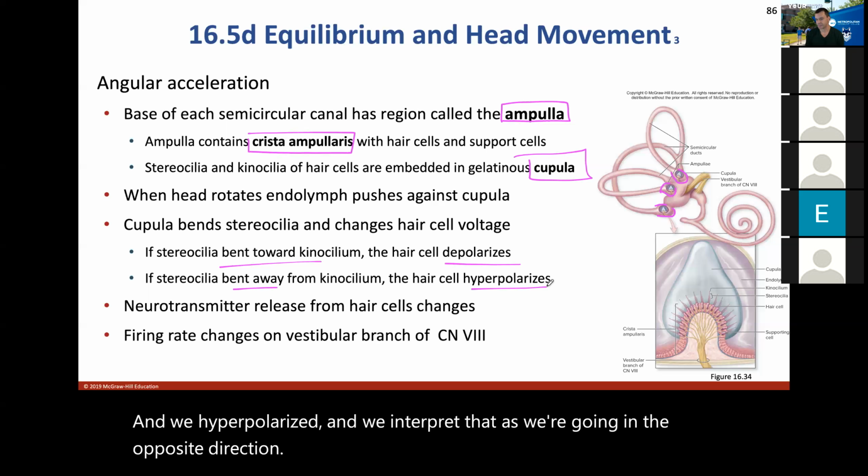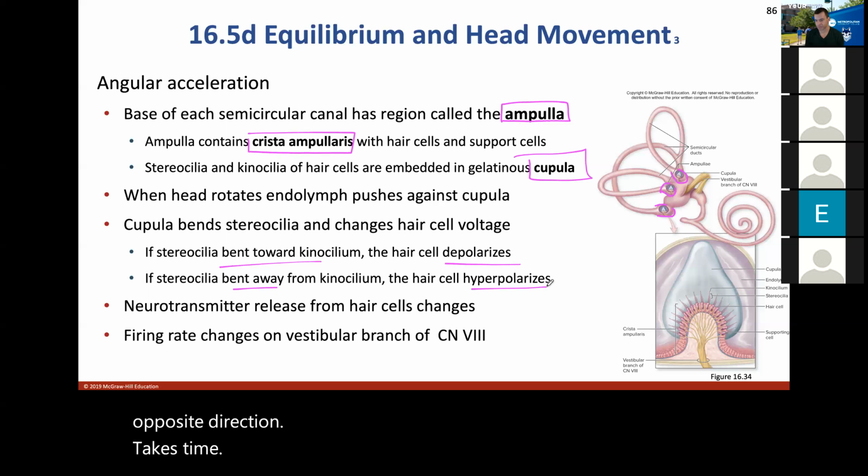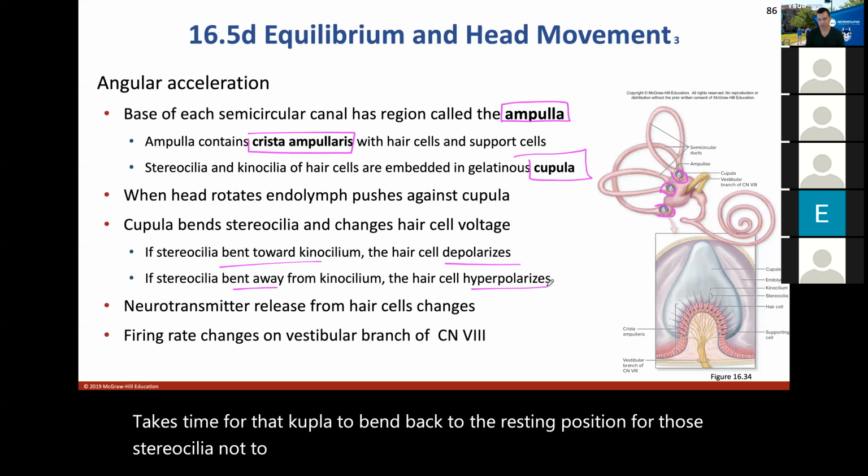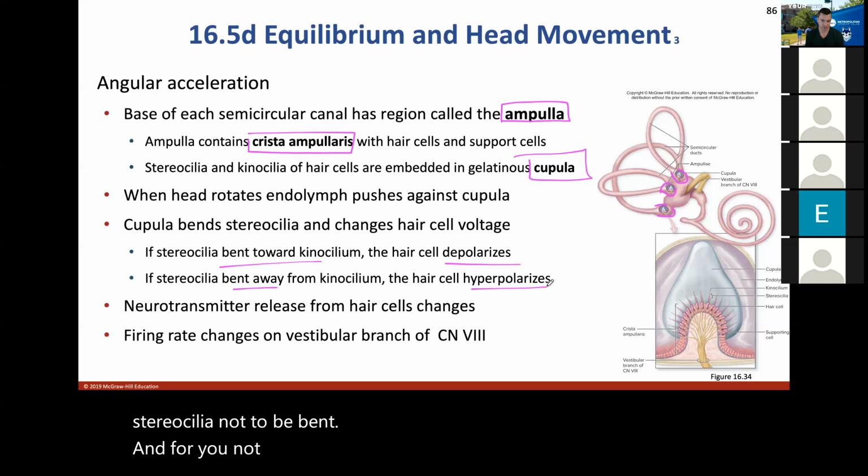Takes time for that fluid to stop moving, right? Takes time for that cupula to bend back to the resting position, for those stereocilia not to be bent, and for you not to interpret that information. That takes a little time. How much? Depends on the person.